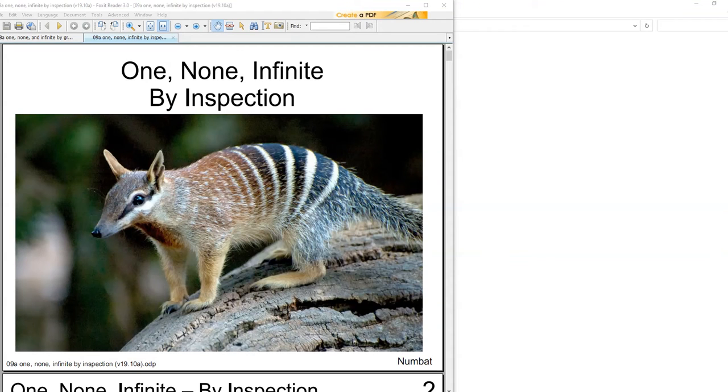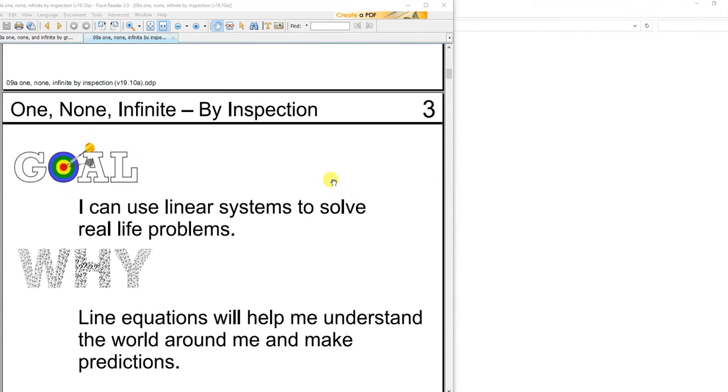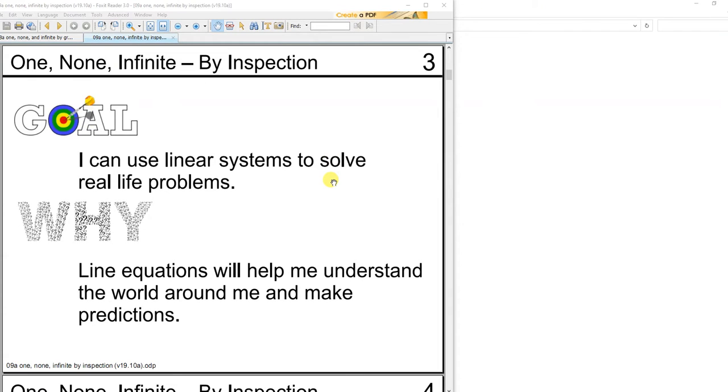Barr, and this is one, none, infinite by inspection. In the last lesson we graphed it. This time we're not going to be graphing it, we're just going to be looking at the equations. So my goal: I can use linear systems to solve real-life problems. My why: line equations will help me understand the world around me and make predictions.